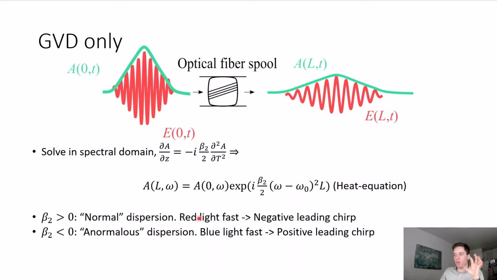In this case, red light will propagate faster than blue light, which leads to a negative leading chirp here, because the front part of the pulse becomes more red because the red light is sort of shifting forward, while the back part becomes blue because the blue light is trailing backwards.